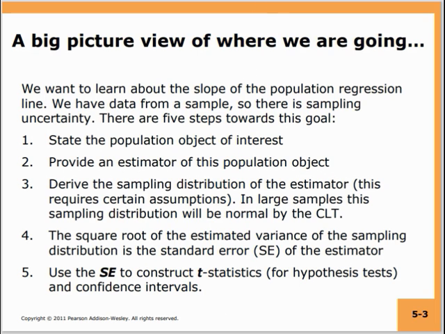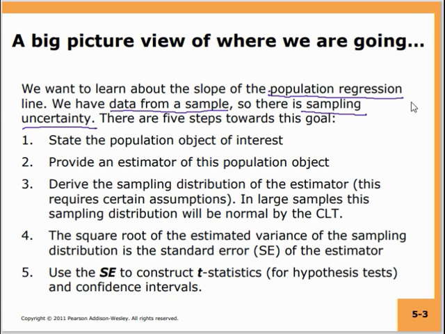So, to give a big picture view, we want to learn about the slope of the population regression line. Remember that we are actually interested in the population regression line. We do not have data for the population, and hence we get data from a particular sample, and because we are getting data from a particular sample and we could as well have included other entities in the sample or got a different sample, there is a sampling uncertainty associated with the parameters that we estimate.